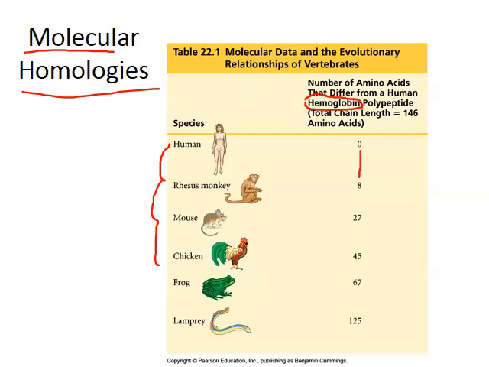So from humans to monkeys, there's only 8 differences. Between mice and humans, there's only 27 differences. So we can use these DNA similarities to see how distantly related we are to other organisms.